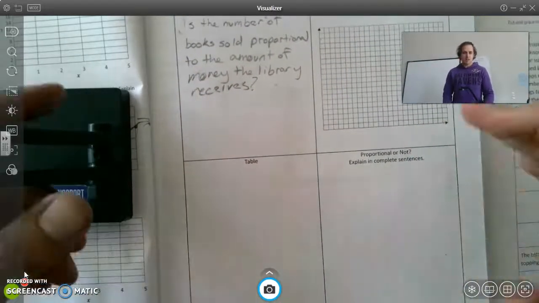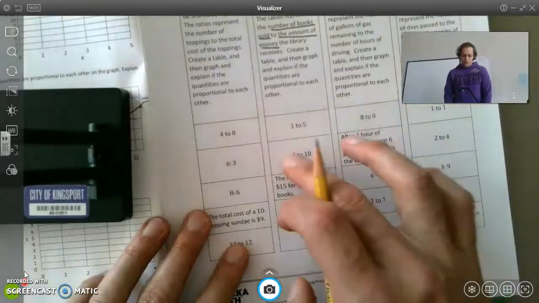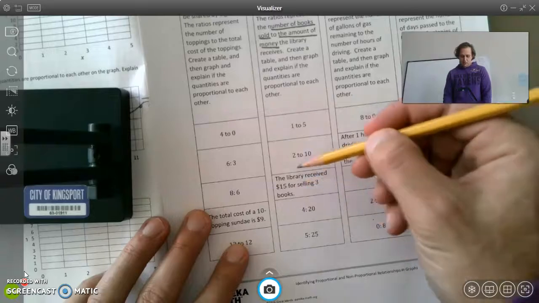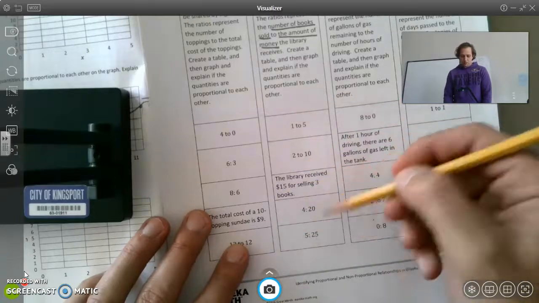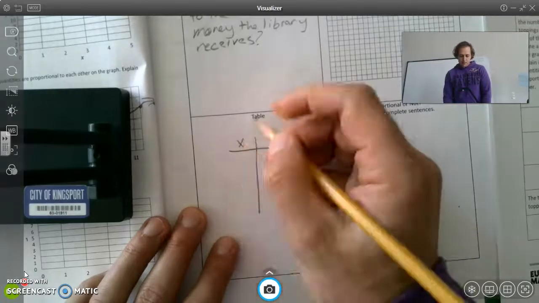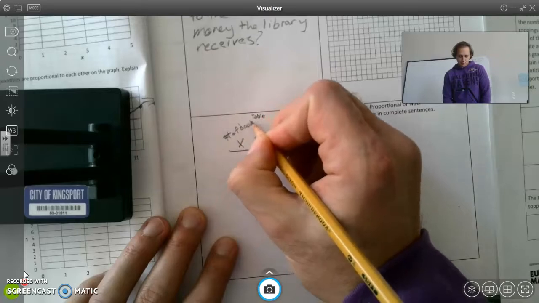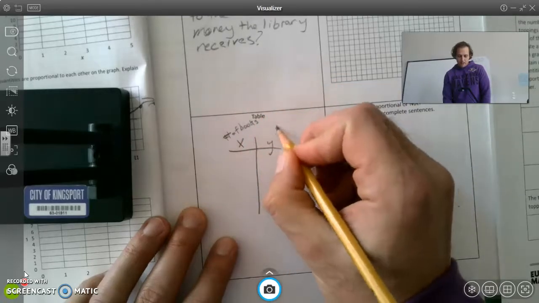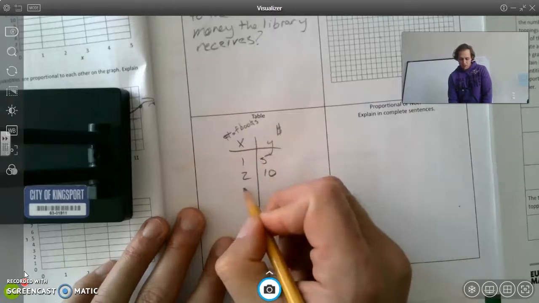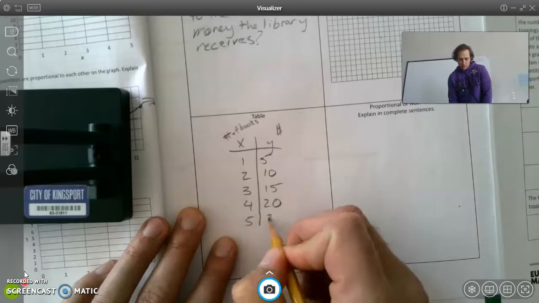I always think it's easiest to start with a table. So we're going to take our data here. 1 to 5, 2 to 10, $15 for 3 books. So it's 3 to 15, 4 to 20, and 5 to 25. So let's make our table. X is our number of books. Y is money. And 1 to 5, 2 to 10, 3 to 15, 4 to 20, 5 to 25.